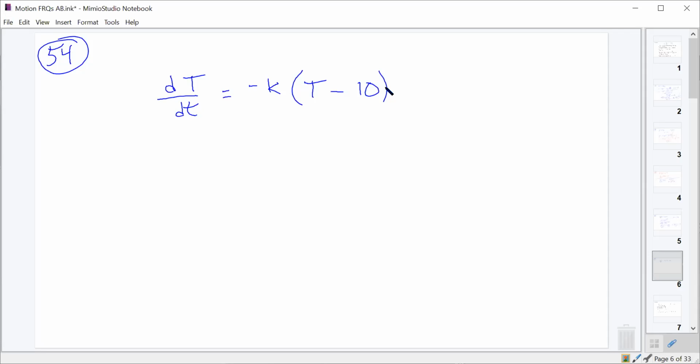Why is the k negative? Because we're going from 32 degrees Celsius to 10 degrees Celsius, it's decreasing, so it's like decay. Okay.